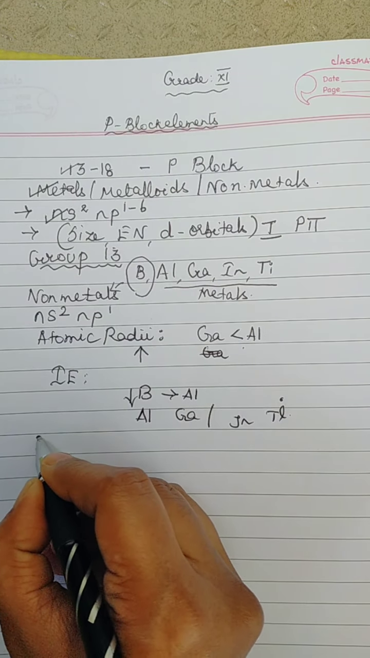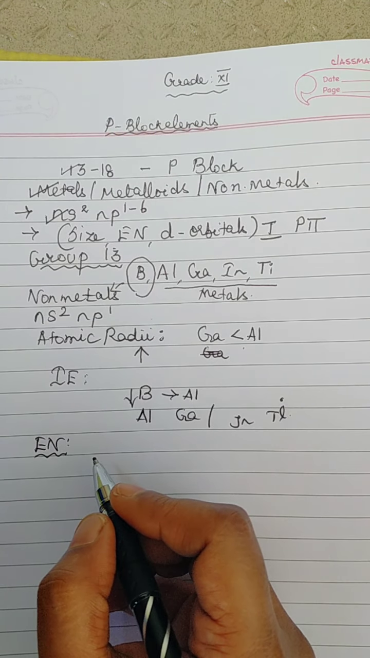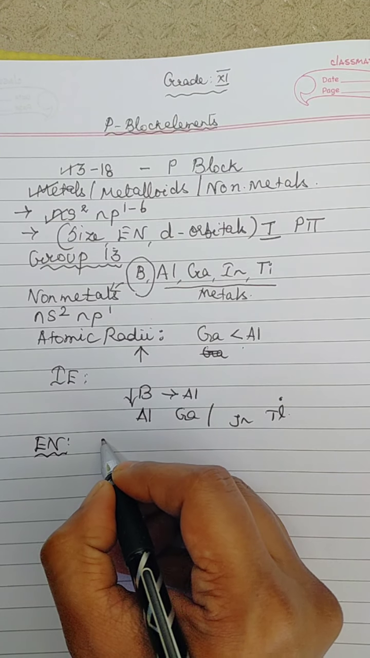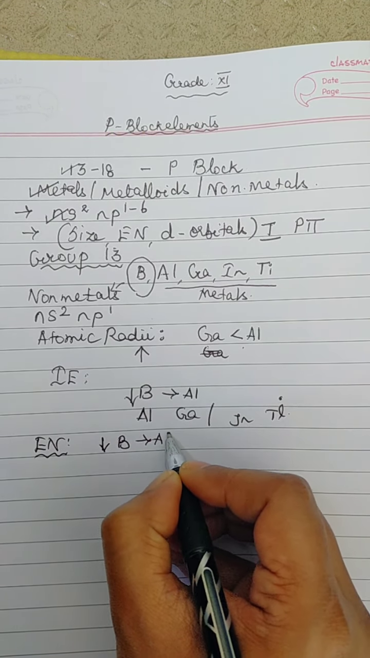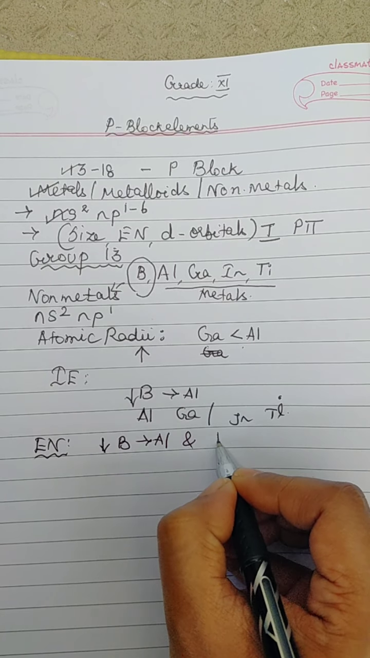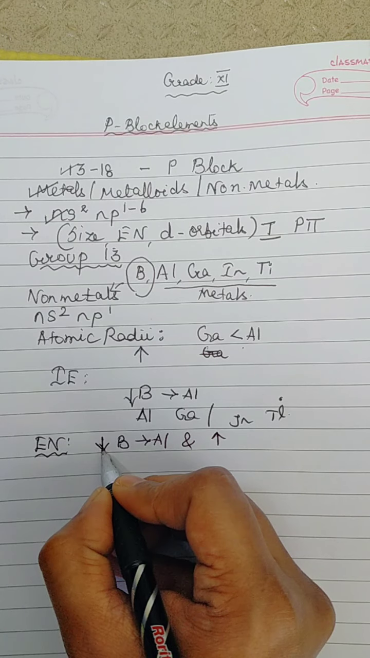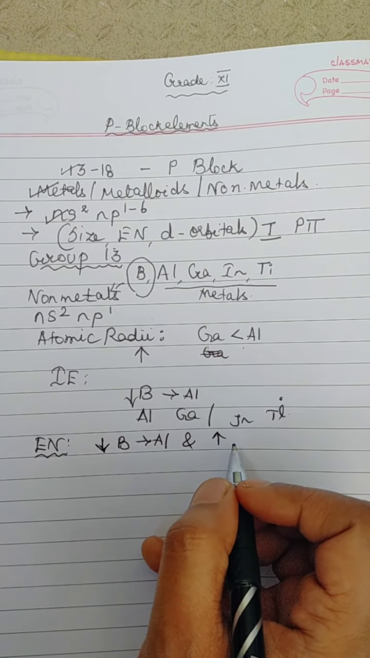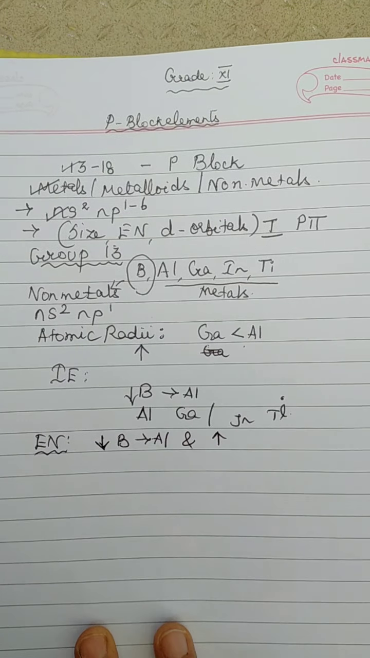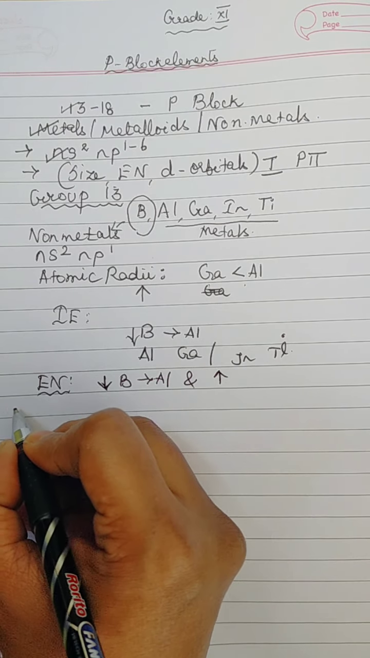Now, what happens to the trend in electronegativity? When you look down the group, electronegativity decreases from boron to aluminium and then it increases. So first it decreases between boron and aluminium and then it starts increasing. This is due to difference in the atomic size. So we have seen the trend in group 13 elements.